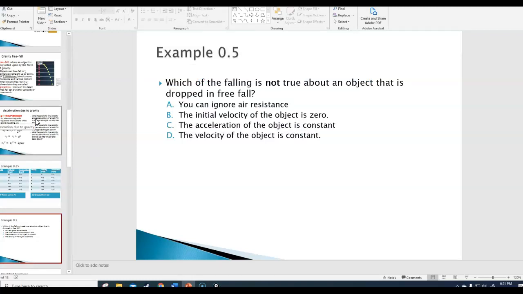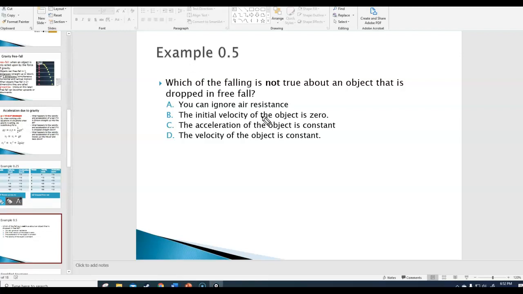So this is example 0.5. So see if you can answer this question based off of what you learned in the last video. So the question says, which of the following is not true about an object that is dropped in free fall? Okay, so based off of what you learned in the last video, you should be able to identify which of these is not true. 3 of these statements are true, but 1 of them is not. So see if you can figure that out.